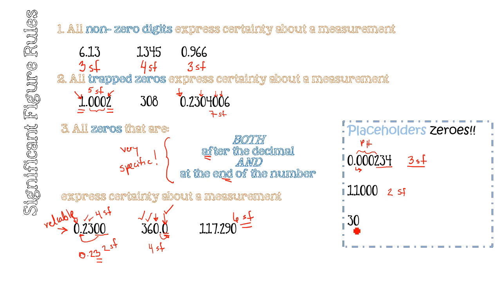30, again, placeholder 0, holding on to the ones place. There are no ones in this number, but we are holding on to the place, right? We have to hold that place. So this would just be 1 significant figure.